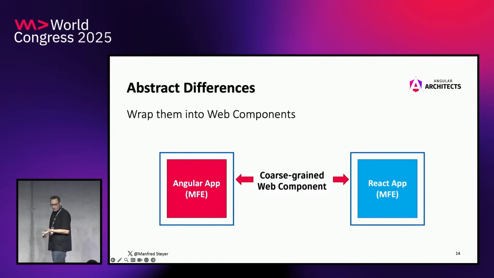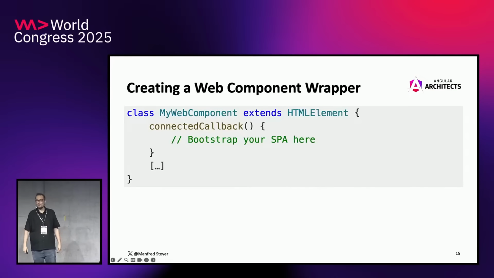So, in order to wrap something into a web component, the easiest thing you could do is to subclass HTMLElement, just extend from it, and then you get this connectedCallback method. You override it, and in there, all you need to do is bootstrapping your application. So that's it more or less. Instead of writing something into the DOM by yourself, in there you bootstrap your Angular application, your React application, your Vue application, and so on.